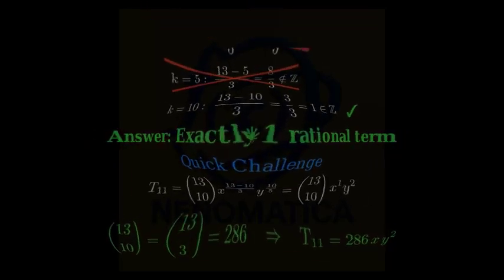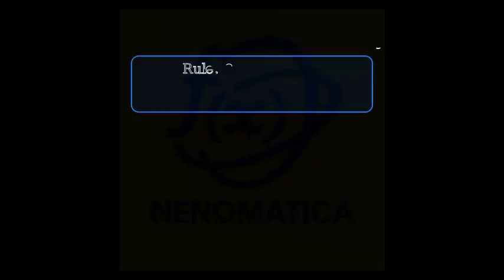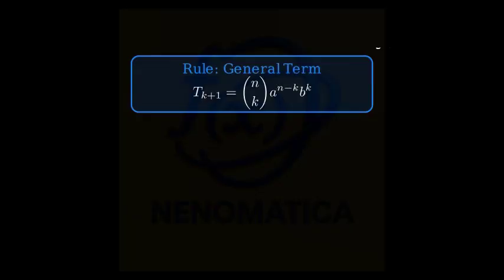We will find how many rational terms appear in the expansion of the square root of x plus the fifth root of y, raised to the power 32. Step 1. Write the general term of a binomial. The rule is T sub k plus 1 equals n choose k times a to the power n minus k times b to the power k. Now, apply the rule to our expression.